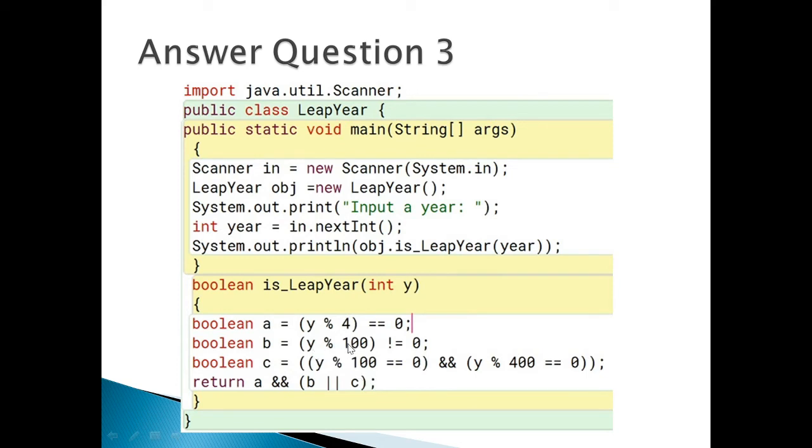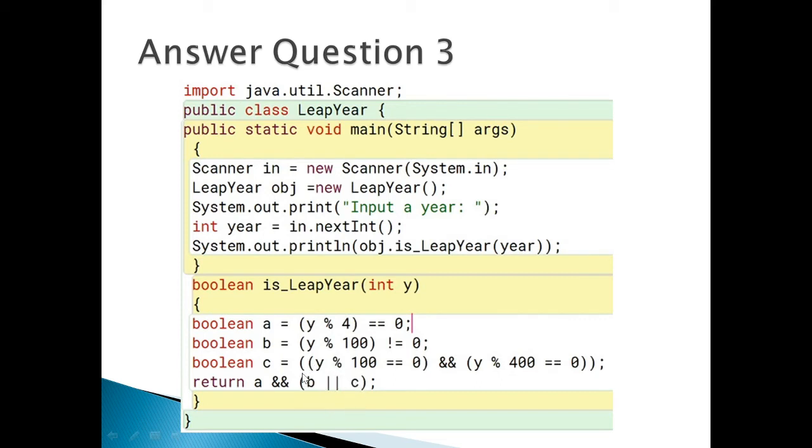Y divisible by 100 not equal to 0 is B, and then C is y modulo 100 equal to 0. So we need either one. But the most important is here, it must be divisible by 4. But not all numbers divisible by 4 are leap years. You must understand that. There are other conditions.